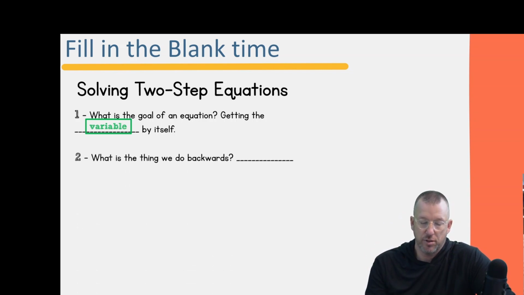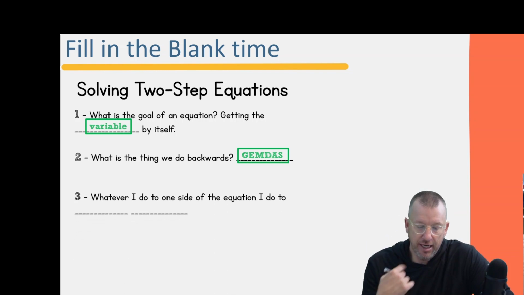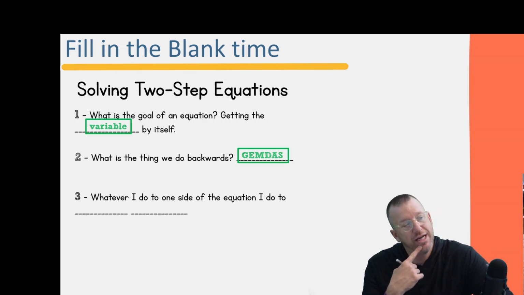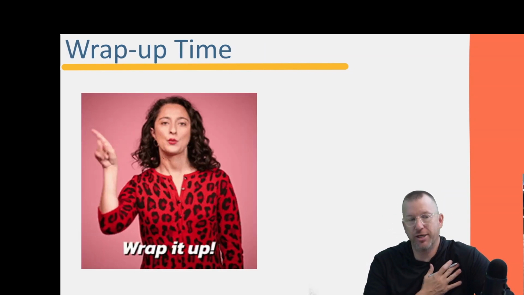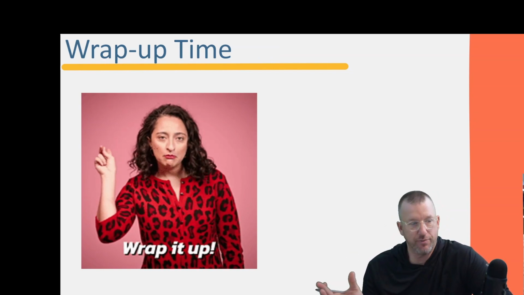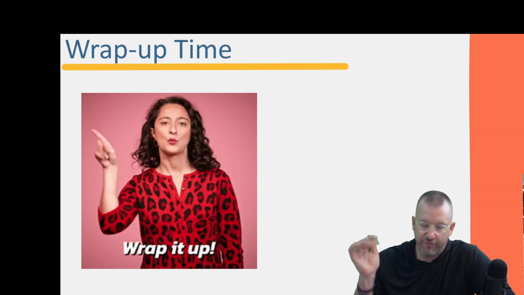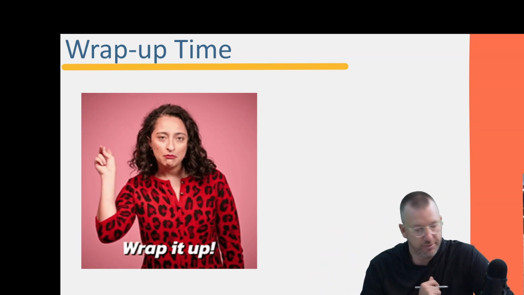Step 2, what is that thing we do backwards? It's the moonwalk, but it's also GEMDAS. And number 3, whatever I do on one side of the equation, I do to both sides. That's huge. And then the inverse operations get us out of that. So you add and subtract first, do the inverse. That's step 1. And the second step is multiply and divide, do the inverse.